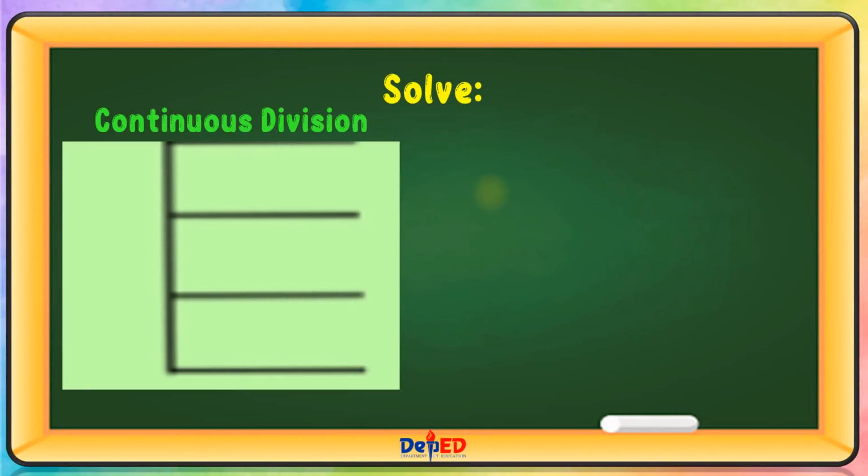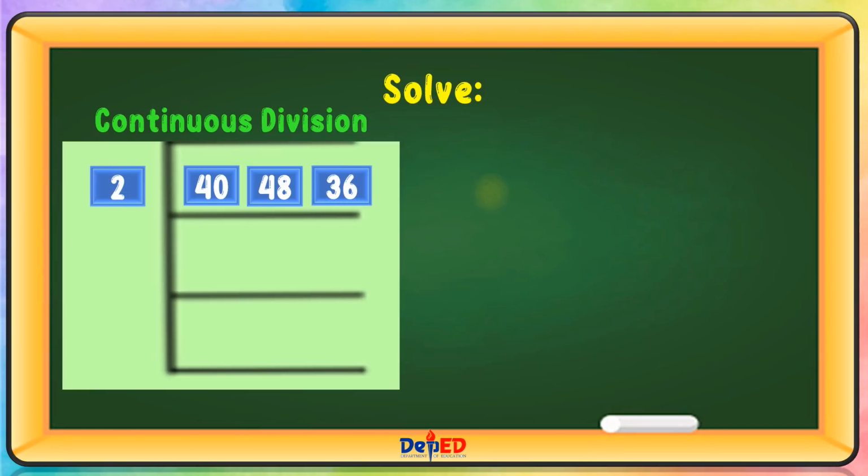Solve by continuous division. 40, 48, 36. Let us use the prime number 2. 40 divided by 2 equals 20. 48 divided by 2 equals 24. 36 divided by 2 equals 18.